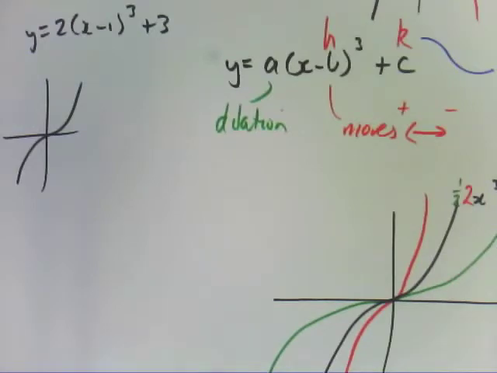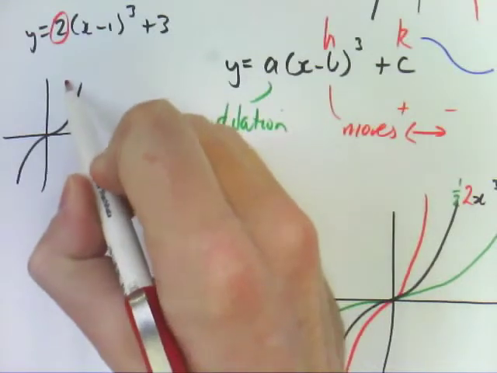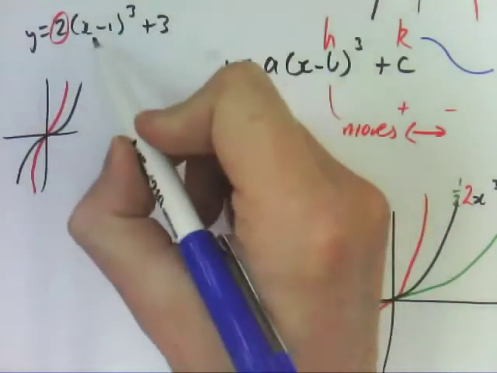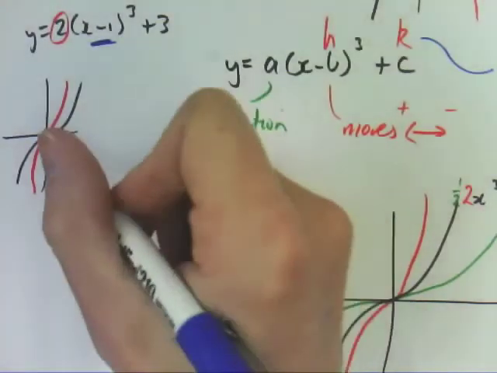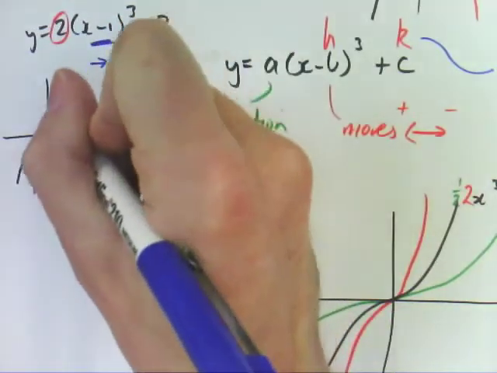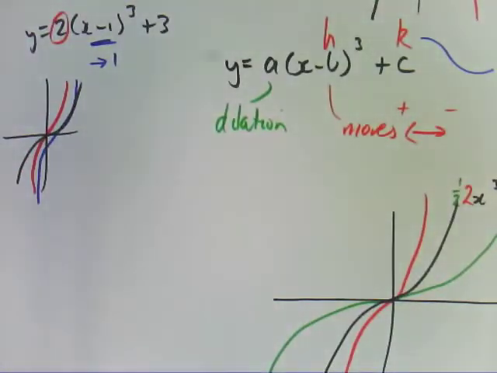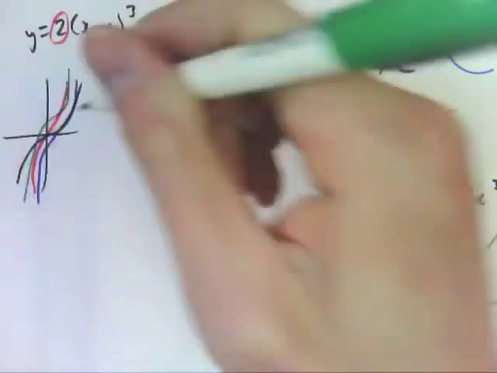So my dilation is squished which way? This is going to make my graph steeper, so it's going to look like that. Let's pick another thing. What's this going to do? It moves it to the positive 1, so it moves it this way 1. It's the same steepness, it's just going to move that way 1. And then what does this one do? It's going to move it up 3, so I've got to move that whole graph up 3, so it's actually going to do that.